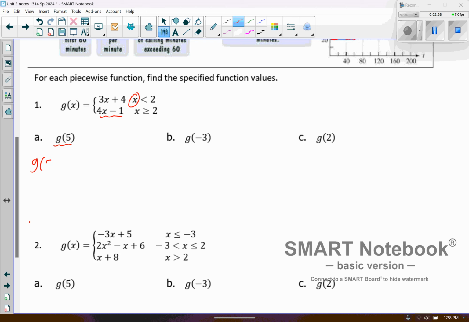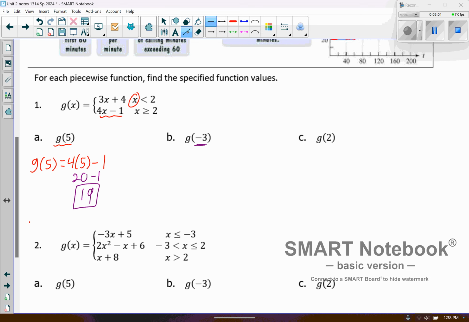So g of 5 is equal to 4 times 5 minus 1. 4 times 5 is 20. 20 minus 1 is 19. So that's our answer for part A. Now part B says g of negative 3. This time that's going to pertain to the top one.